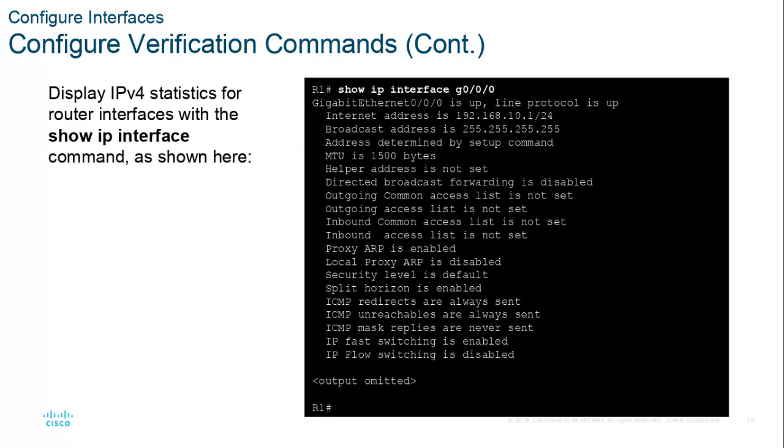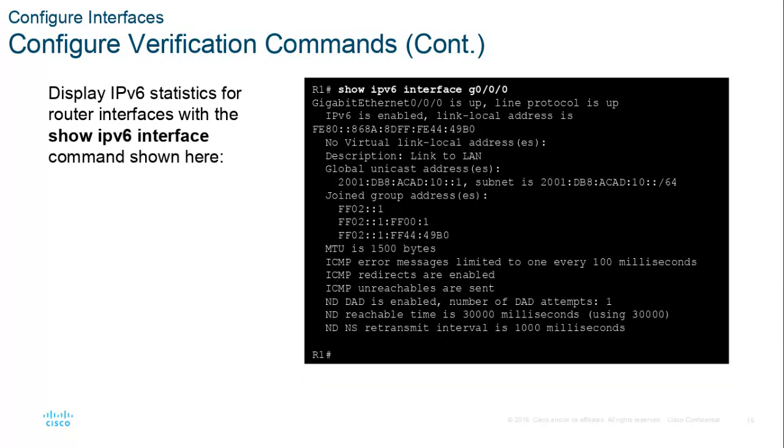Show IP interface G0/0. That only shows us the IPv4 stuff. He shows us the address. In this case, he does show us the subnet mask. Show IP interface brief doesn't show you that. And then a bunch of extra information that's probably not very useful to you right now.